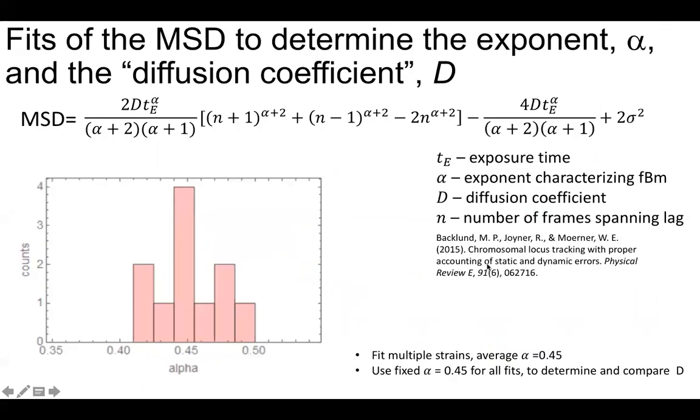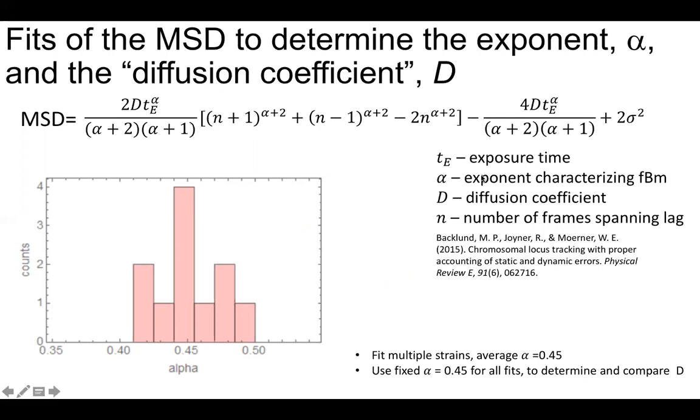We can fit those data to a power law form. We fit to a form that includes various experimental errors. The effect of motion blur and the effect of static localization noise are included. But the two interesting parameters that come out of these fits are the exponent alpha, which characterizes the MSD, the mean square displacement. So that goes more or less like time to the power alpha. And then also the diffusion coefficient D, which is not a real diffusion coefficient because it doesn't have the right dimensions, but I'm going to call it a diffusion coefficient in any case, just because it plays that similar role.